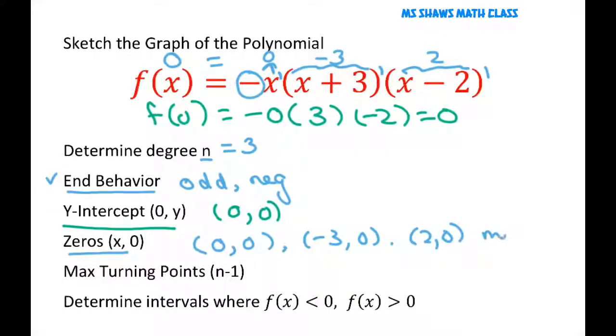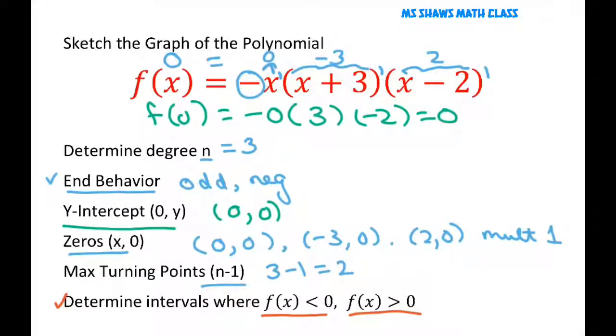And this is multiplicity 1, all of them. That means it can cross the x-axis. Our maximum turning point is n minus 1, which is 3 minus 1, which equals 2. All right. And this last bit we're going to do after we graph, where y is negative and y is positive. We're going to look at the graph and write down those intervals.